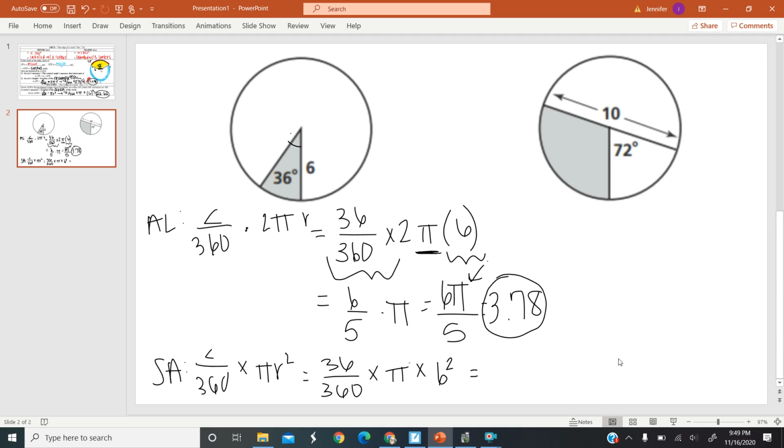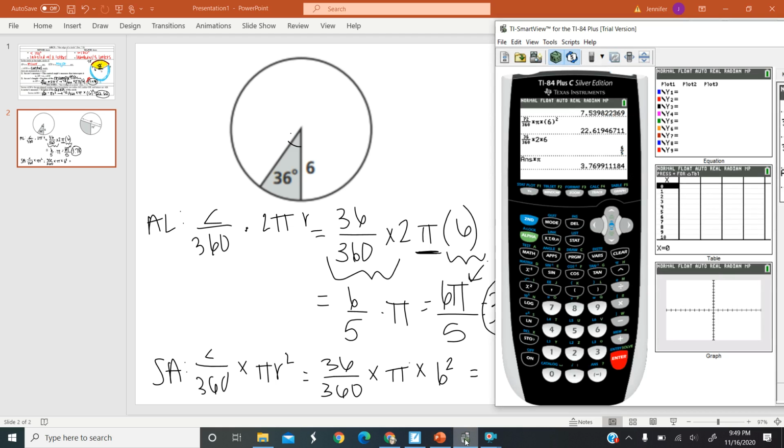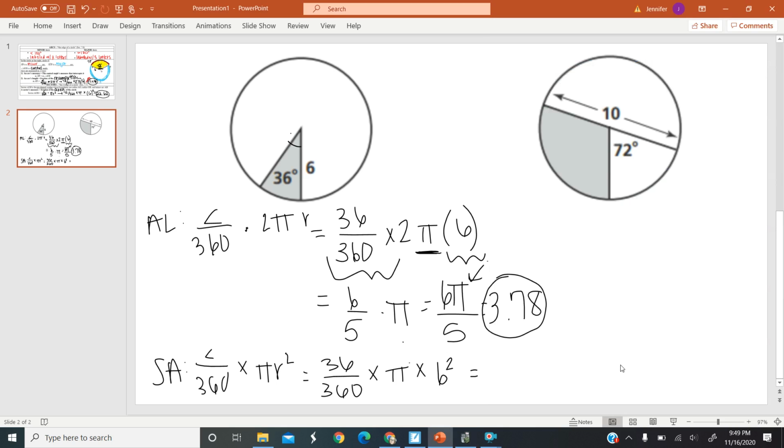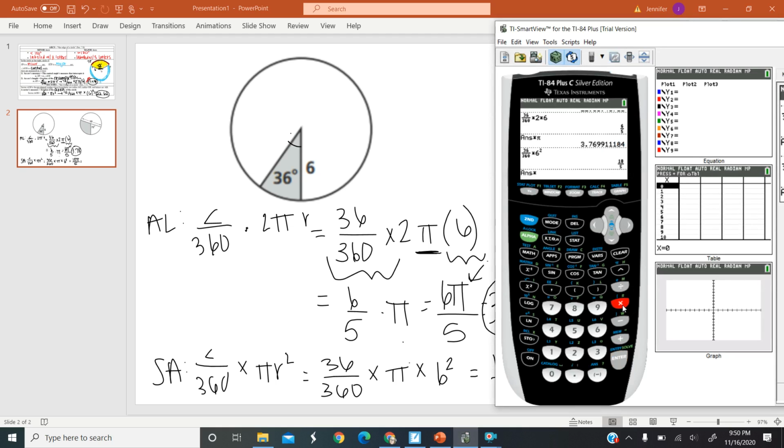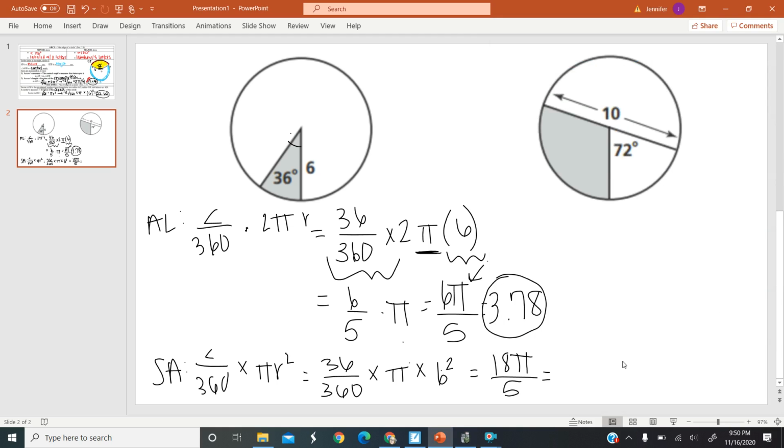So I'm going to do the same thing. I'm not going to type the pi in here. I'm just going to do my 36 over 360, and then I'm going to do that times 6 squared. And I end up getting 18 over 5. So if I wanted this in terms of pi, then it would just be 18 pi over 5. But then if I actually solve that out, I'm just going to multiply this by pi. And I would get 11.31 as my answer for sector area.